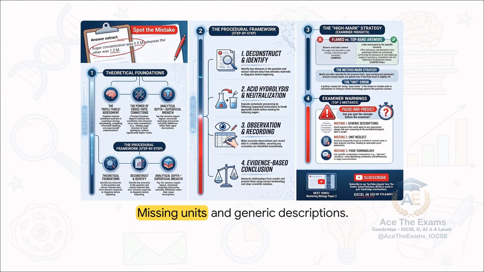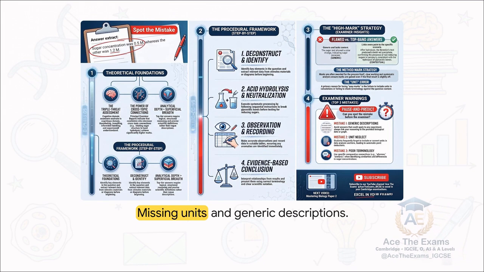Take a close look at this answer snippet we've got pulled up here. The secret lies not just in knowing the facts, but in dodging those classic examiner traps. The answer reads, sugar concentration was 0.5, whereas the other was 1.2. Do you spot the mistake?